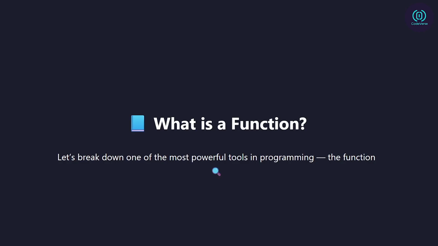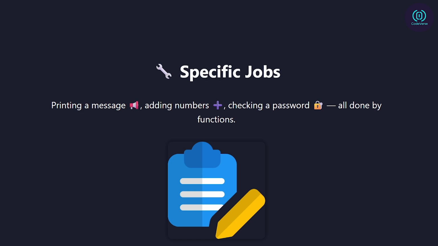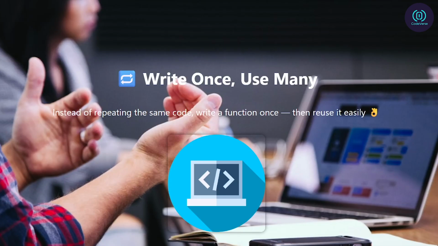So, what exactly is a function in C++? Think of a function as a mini-program inside your program. It's a named block of code that does one specific task, like printing a message, calculating a sum, or checking a password. Instead of writing that task again and again, you write it once as a function, and then you just call it whenever you need it.